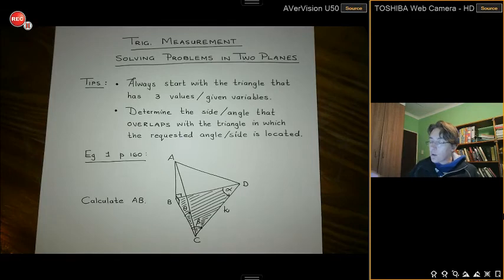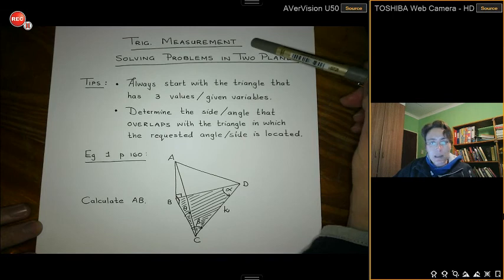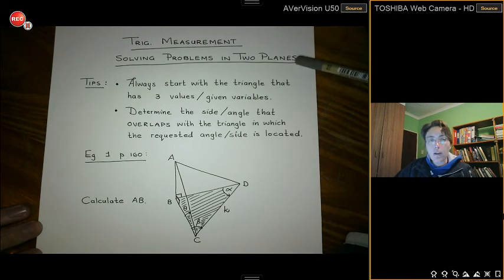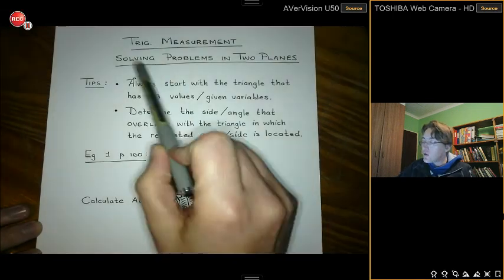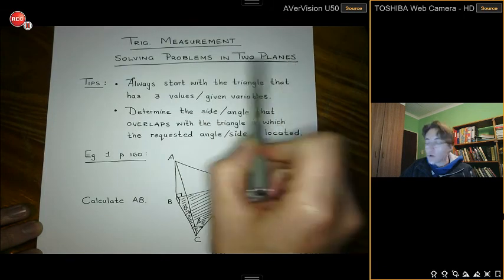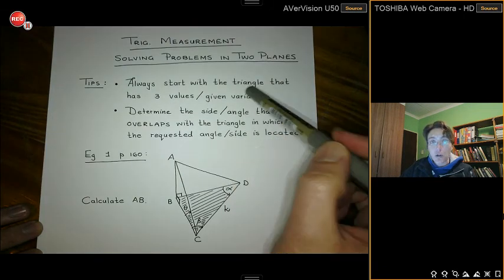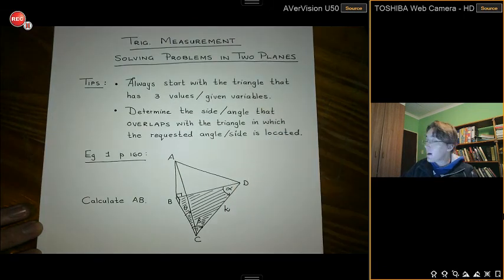We're continuing with our section on trigonometric measurement, and specifically we're working in 3 dimensions, also called solving problems in 2 planes. And those 2 planes generally refer to the horizontal plane and then the vertical plane, as I explained to you in the previous video.